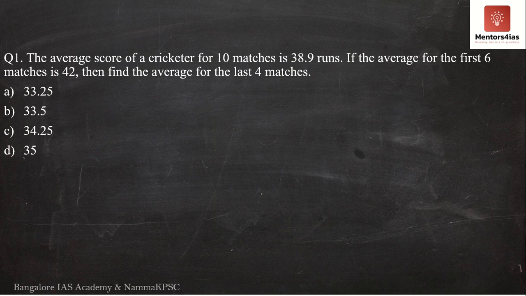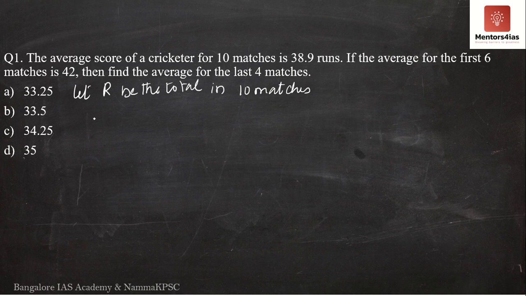Okay, so the first question says, the average score of a cricketer for 10 matches is 38.9 runs. If the average for the first 6 matches is 42, then find the average for the last 4 matches. So here we have the average score of a cricketer for 10 matches, that is 38.9 runs. Let R be the total number of runs scored by the cricketer in 10 matches.